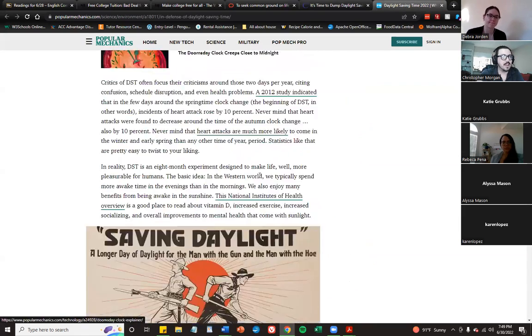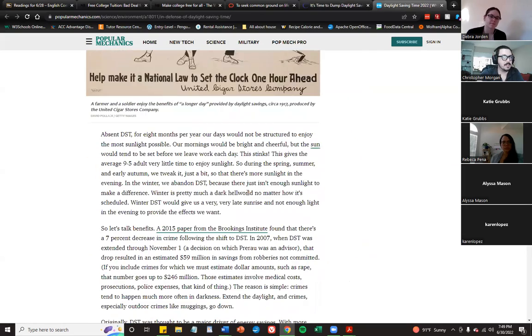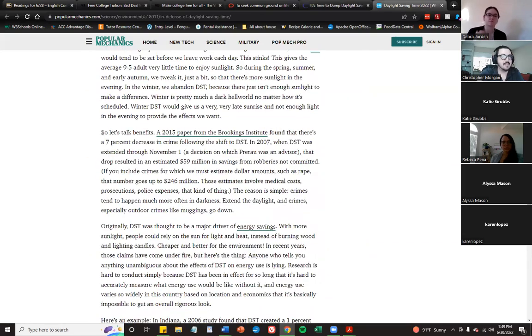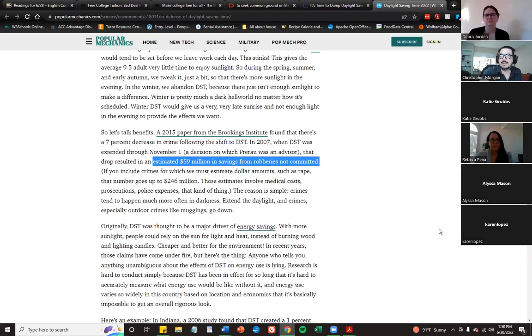In the same way, I don't necessarily buy this argument that the main benefit, aside from the fact that daylight's real pretty, is that there's a reduction in crime that attends daylight savings. A 2015 paper from Brookings found that there's a 7% decrease in crime following the shift to daylight savings. That's interesting. Okay, go on. The drop resulted in an estimated $59 million in savings from robberies not committed. That seems like that's just speculation, right?